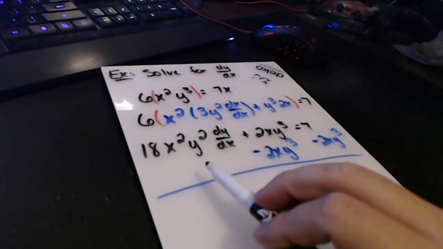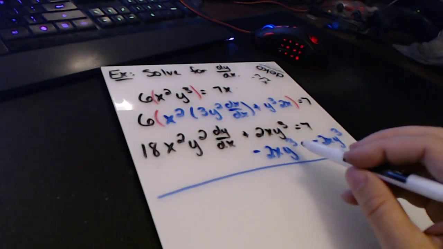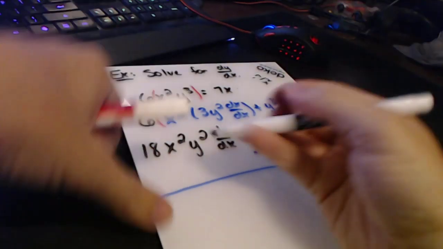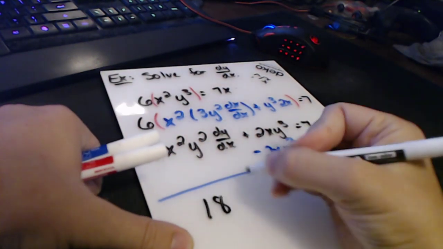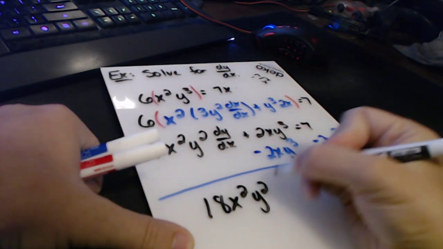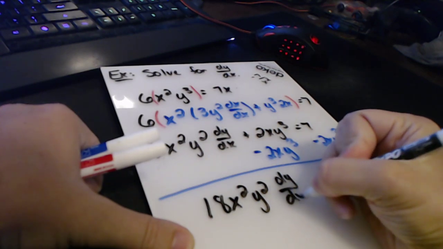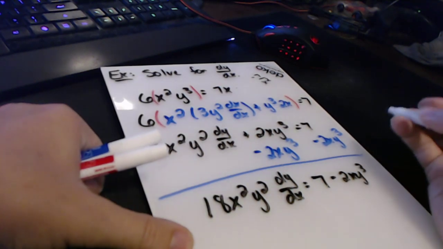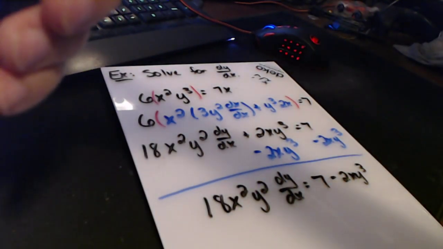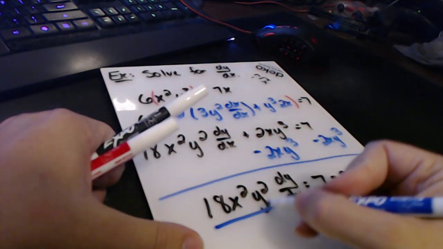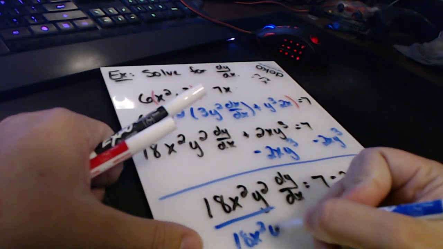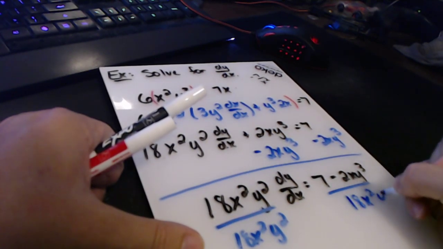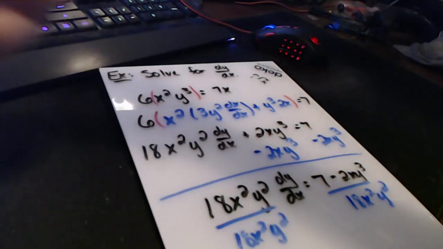So here, where we just left off, you could subtract this 2xy cubed on both sides. And when that happens, on this side, you're left with your 18x squared y squared dy over dx equals 7 minus 2xy cubed. And then at that point, you're just stuck with this division. So you're just going to divide this whole thing by 18x squared y squared, and you're basically done at that point.